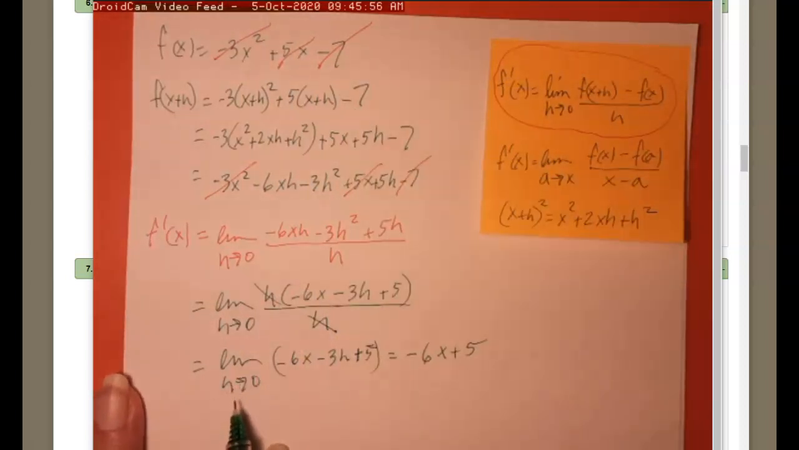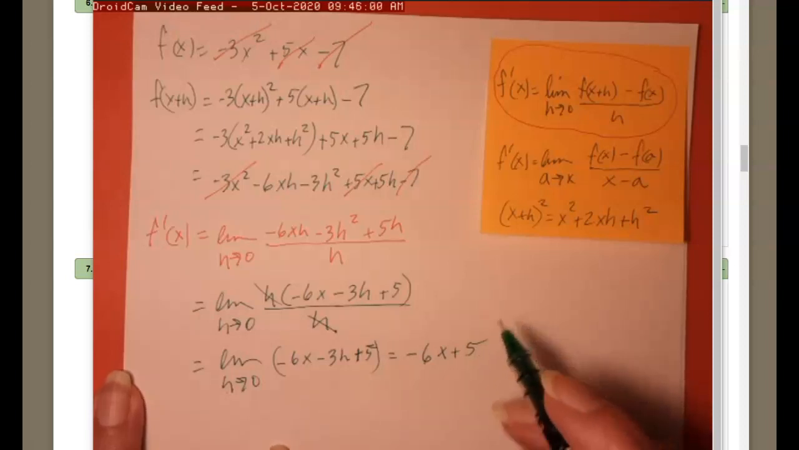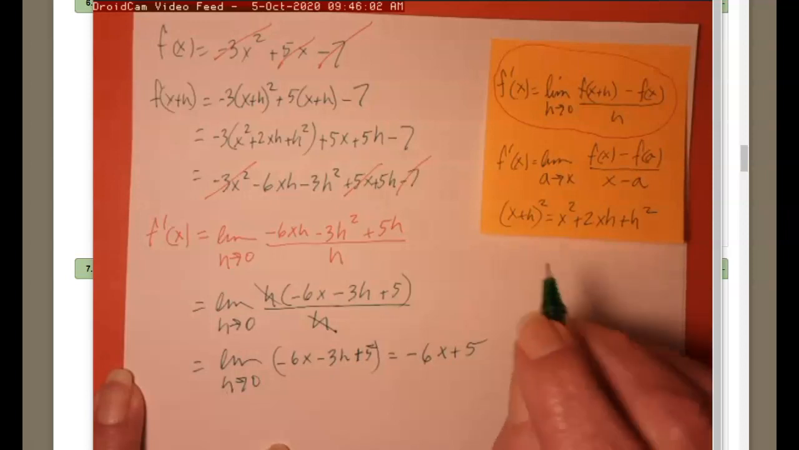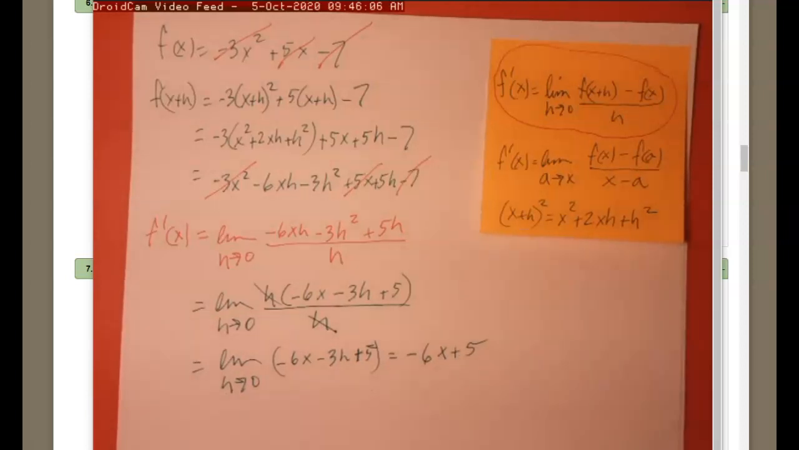I showed you the secant and tangent lines. And here my derivative is negative 6x plus 5. This gives me a function that lets me find the slope of any point on the graph. That is the slope of the tangent line to the curve at any point on the graph.